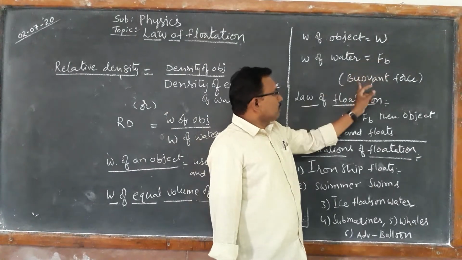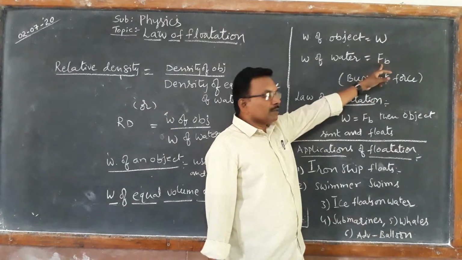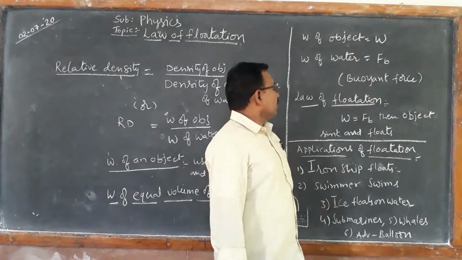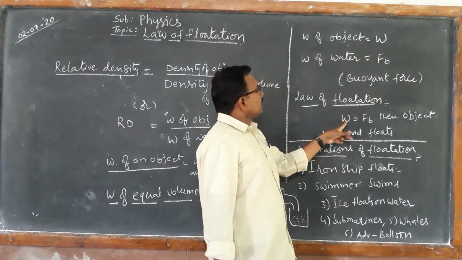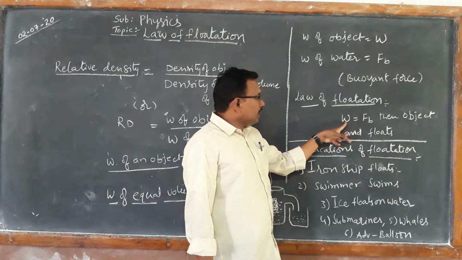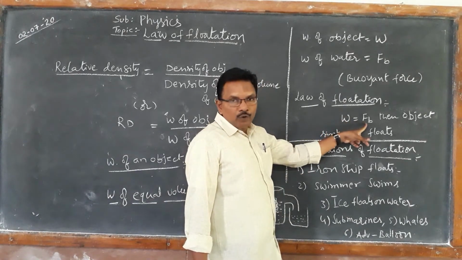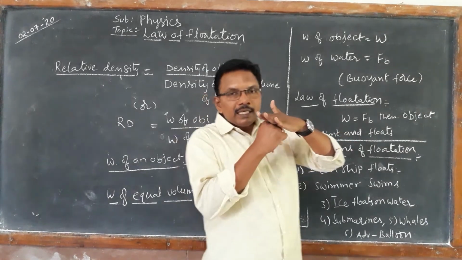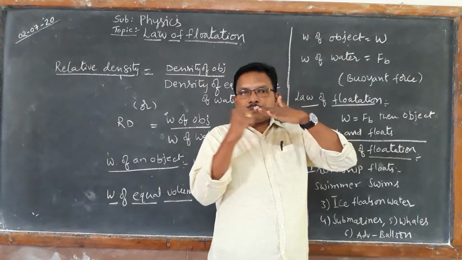Now the weight of the water is equal to the buoyant force, taken as symbol FB. Now the weight of the object is W. We can compare them, as we discussed in the previous class. If the weight of the object is equal to the buoyant force, then what will happen? The object sinks and floats under the surface of the water.